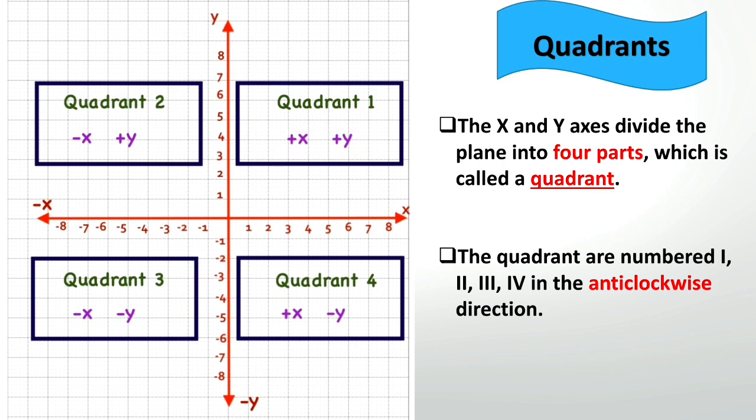In quadrant 2, the coordinate of x will be negative and coordinate of y will be positive. In quadrant 3, the coordinate of x will be negative and the coordinate of y is also negative. In quadrant 4, the coordinate of x will be positive and y will be negative. It means the four quadrants have different signs. With the help of these signs, we can identify the quadrant.